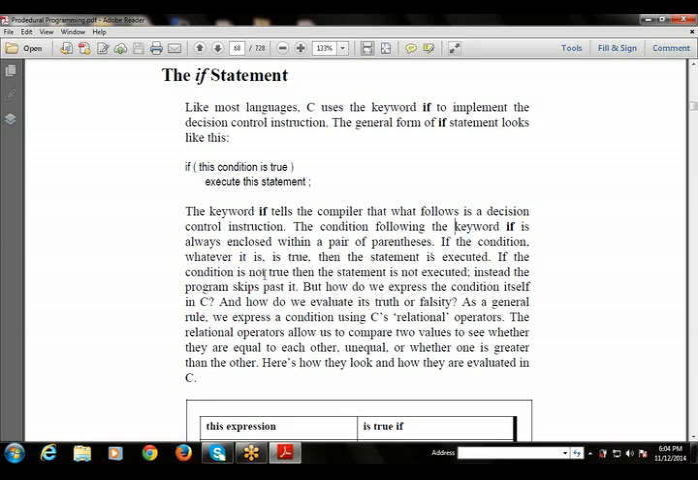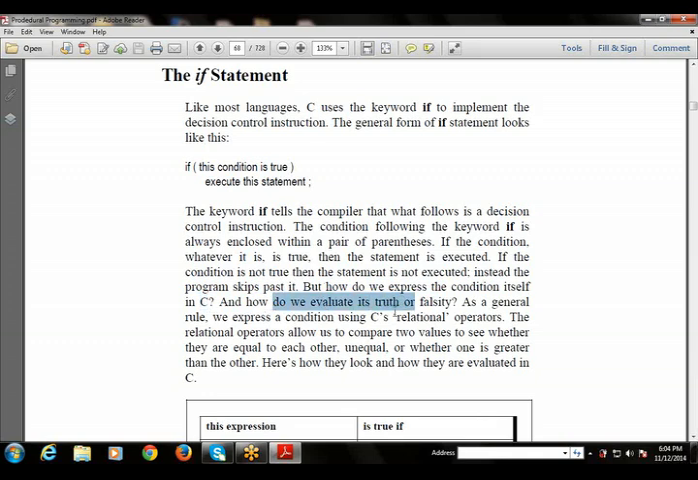If the condition, whatever it is, is true, then the statement is executed. If the condition is not true, then the statement is not executed. Instead, the program skips past it. But how do we express the condition itself in C?